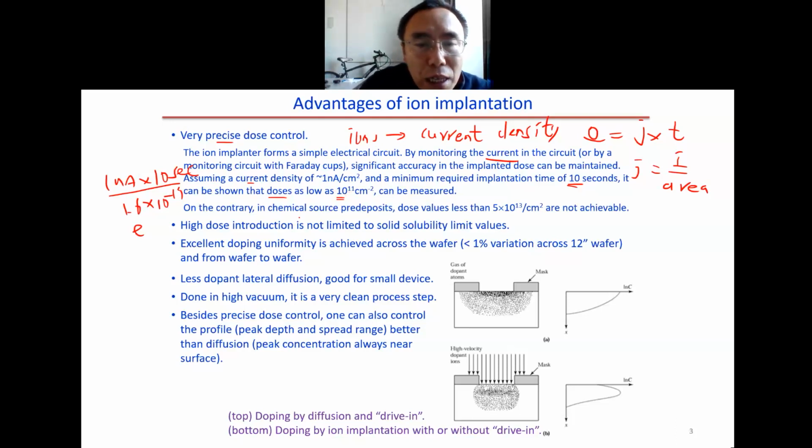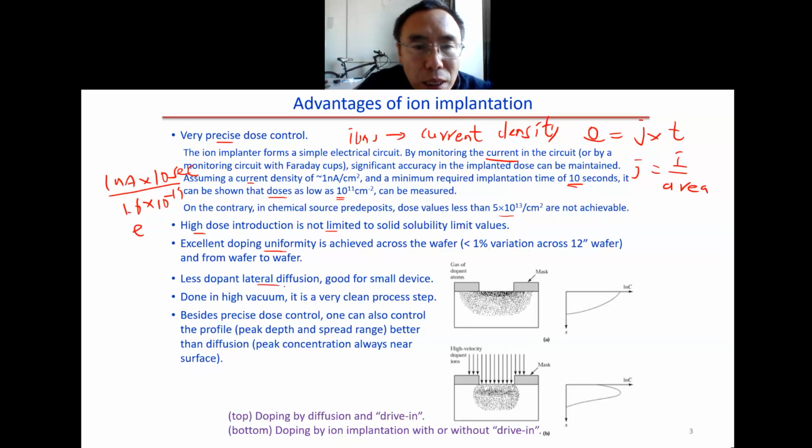On the contrary, in the diffusion process, a value less than 5 times 10 to the power 13 is not easy to achieve, because in the high temperature diffusion process, as we learned from Chapter 7, the dopant gets into the top surface and reaches the solubility very fast. For ion implantation, we can have high dose introduction not limited to the solid solubility, as we see in Chapter 7 for the case of diffusion doping. And also it's very uniform: 1% uniformity across a 12-inch wafer.